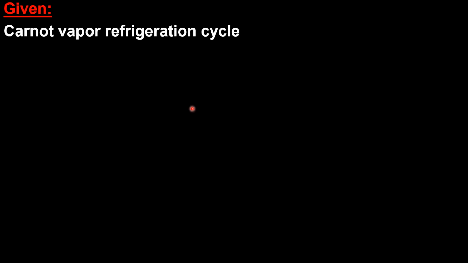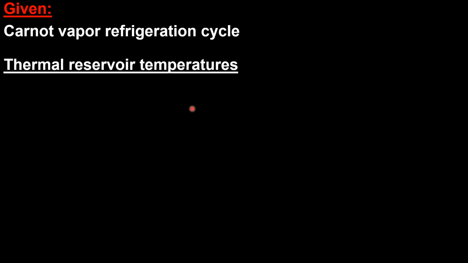Here in this problem we're dealing with a Carnot vapor refrigeration cycle. And this is an idealized refrigeration cycle based on the principle of the Carnot heat engine. It is reversed to achieve refrigeration or heat pumping. Although not practical for real-world application due to its limitation, it serves as a benchmark for evaluating the performance of real refrigeration systems. And we are told that this Carnot vapor refrigeration cycle operates between two thermal reservoir temperatures.